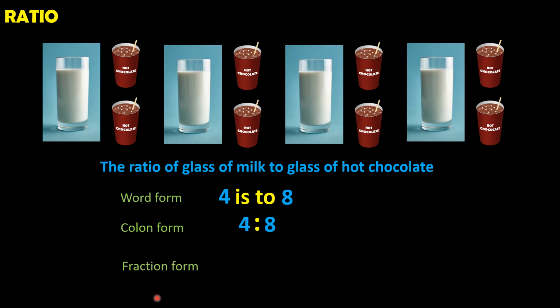And another way, instead of using the colon form, we have the fraction form. So instead of writing 4:8 and using the colon form, we will have the fraction form. So these are the ways of how we can express ratio.